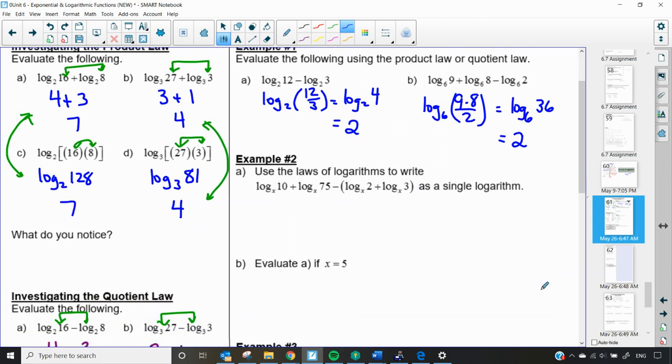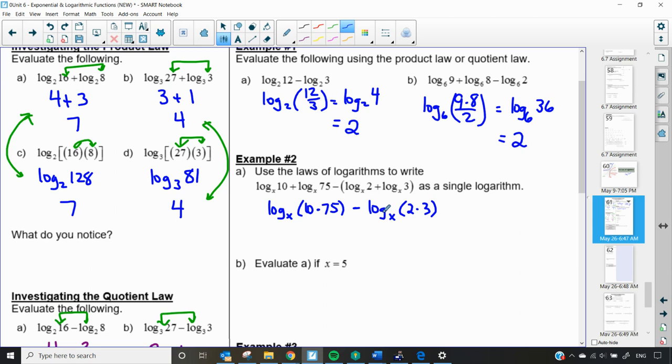All right, taking a look at our next question here. It asks us to use the laws of logarithms to write this expression as a single logarithm. So if we notice, all of our bases are x, so that means we can combine using our log laws. Brackets means that we need to deal with what's in the brackets first. So let's start off. We've got log base x of 10 plus log base x of 75 gives us log base x of 10 times 75, which is 750, minus, these have to be combined, log base x of 2 times 3.